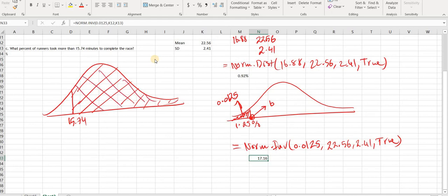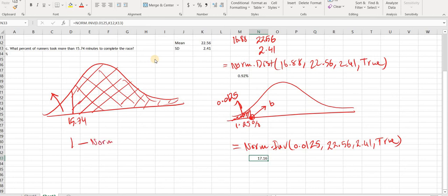Now, to find this area right here, I can't use the norm distribution function right away, because that only computes the area to the left. But I can still use it, because I know the entire area under the curve is equal to 1. And if I subtract the area to the left, the area to the left of 15.74, I'm going to get the area to the right.